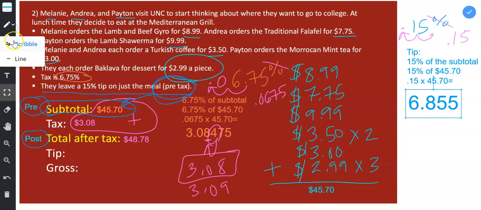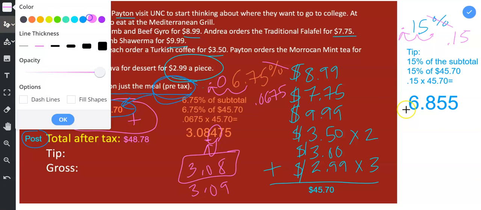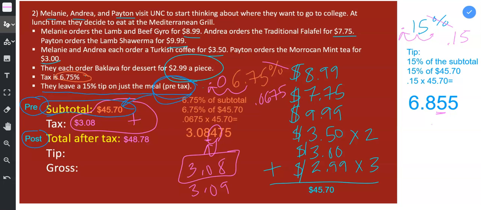With money, you need 2 decimal places. That's why we round to the nearest hundredth. So the tenths place is the 8, the hundredths place is this 5, and then this 5 to the right of the 5 is the decision maker. It's either going to rest at $6.85, so it'll stay $6.85, or it will become 1 cent larger, $6.86. 5 or more, you let it soar. So this is going to soar up to $6.86. So the tip on the pre-tax amount is $6.86.